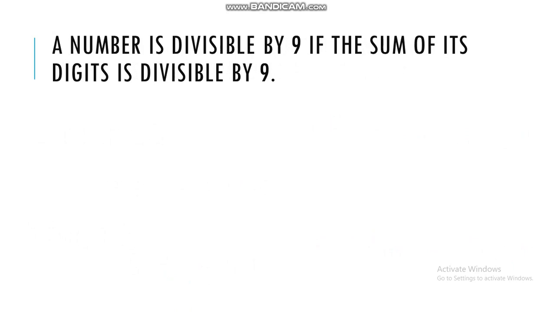How can we tell if a number is divisible by 9? The rule says that a number is divisible by 9 if the sum of its digits is divisible by 9. Well, the rule for 9 is similar to the rule for 3.